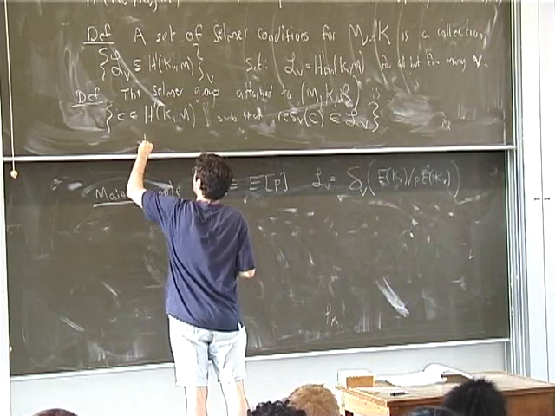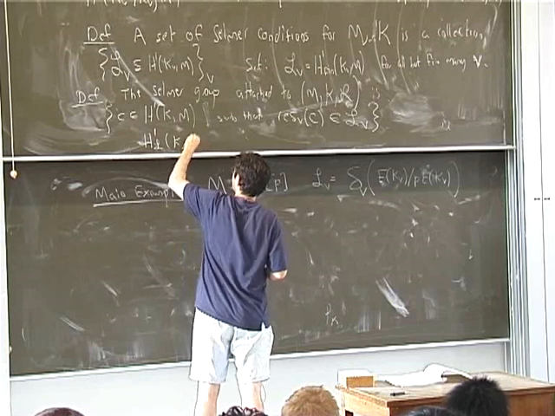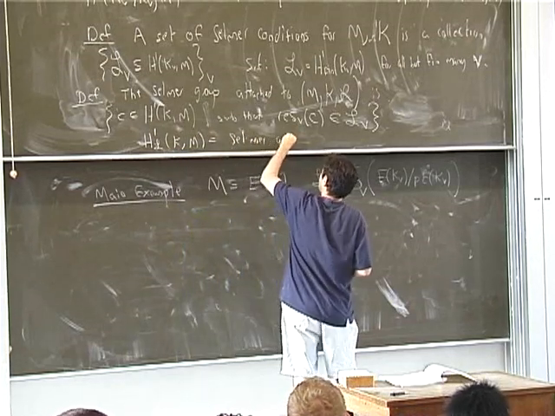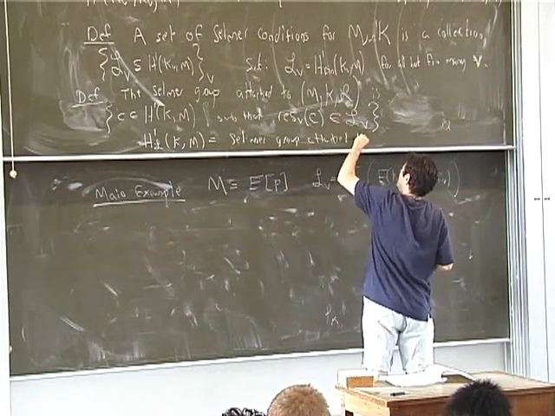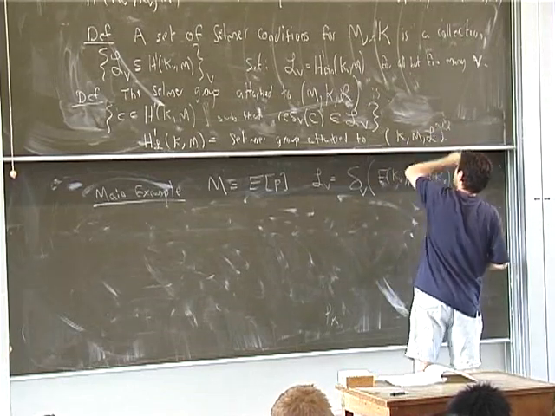I should say I have a notation for this. I'll call this H1 subscript L of K, M the Selmer group attached to the triple K, M, and L.